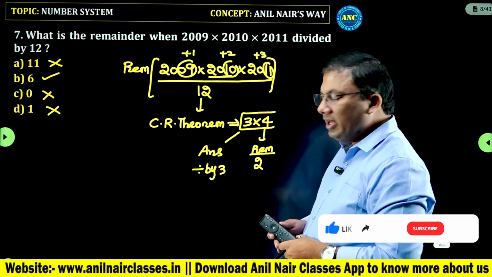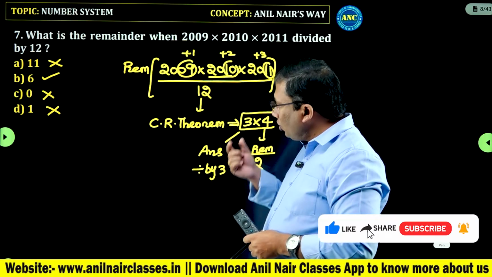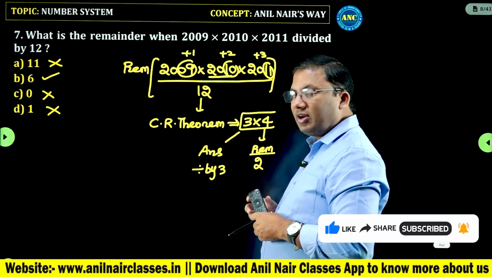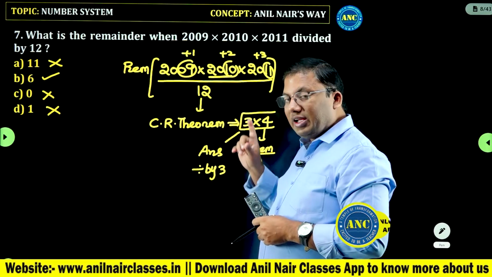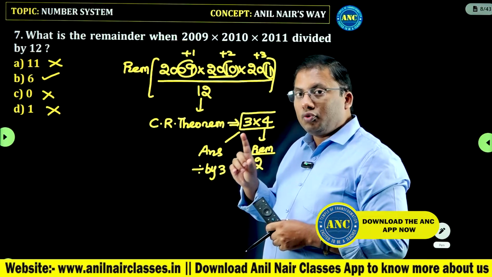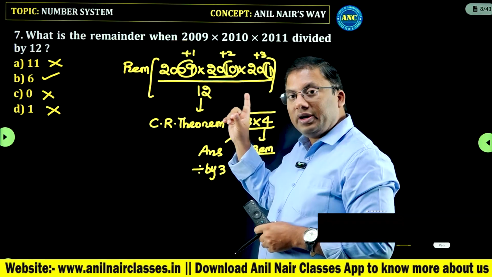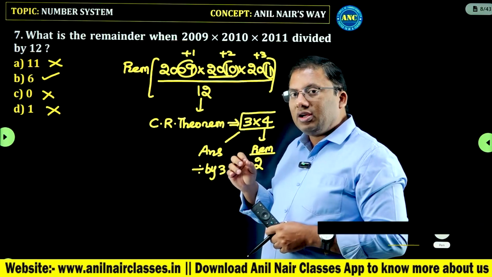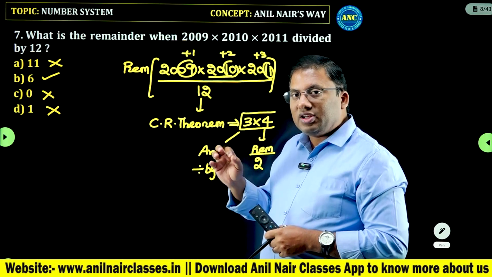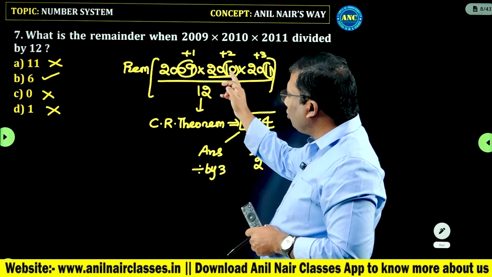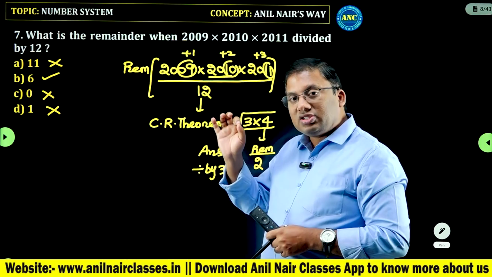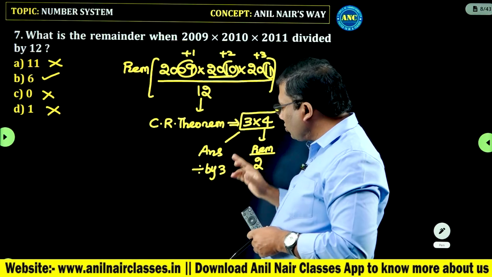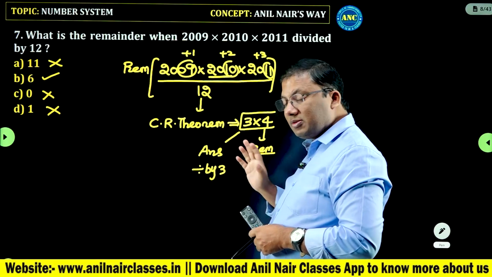I hope the idea is very much clear. 2009 into 2010 into 2011 divided by 12. 12 can be written as 3 into 4. That means the numerator should be divisible by 3 and by 4. The divisibility rule of 3 is that the sum of the digits should be divisible by 3. For 2010, the sum of the digits is 2 plus 1, which is 3. It is perfectly divisible by 3, so the answer should be perfectly divisible by 3.